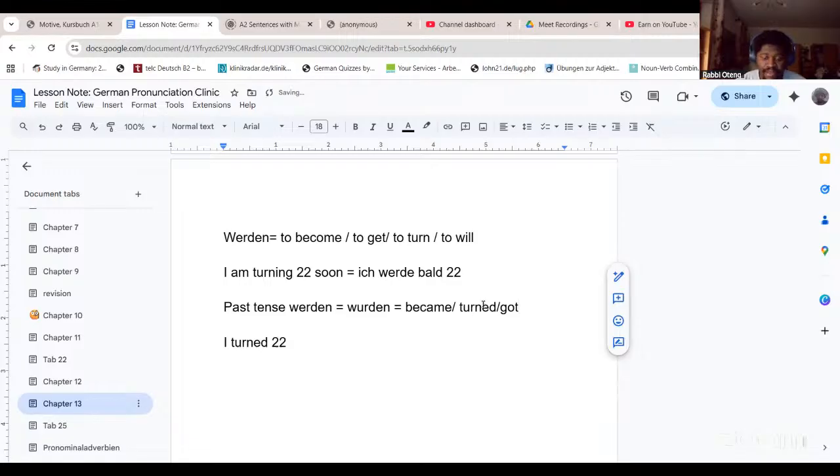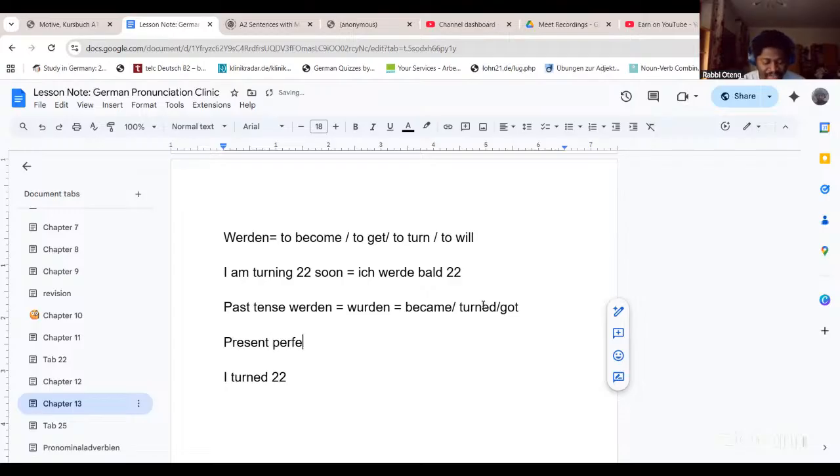Then the present perfect, because every verb in German has its past tense and its present perfect. Even sein has its past tense. The past tense of sein is war, was in English, and the present perfect is has been, which is gewesen. Okay, so every verb in German has the infinitive form, which is the present tense, then the past tense, and the present perfect, which is the Perfekt.